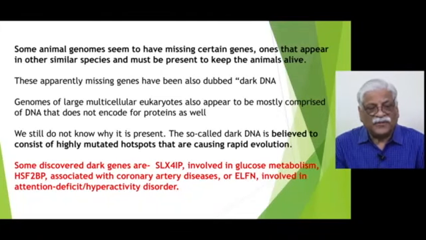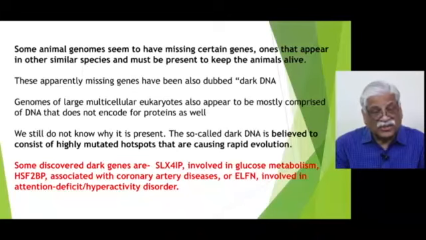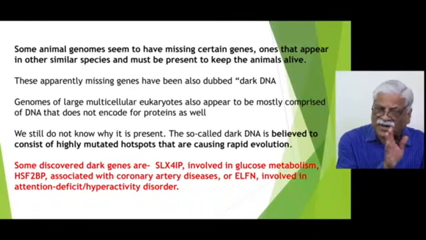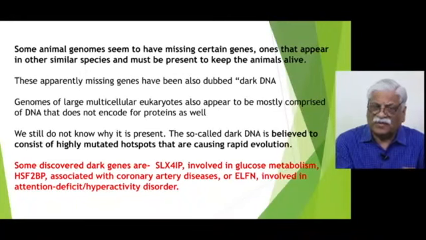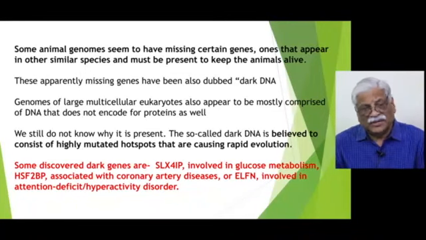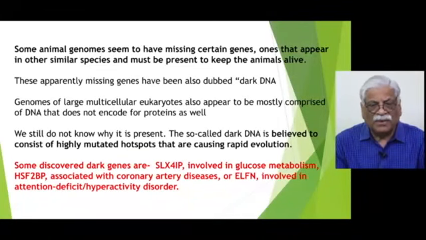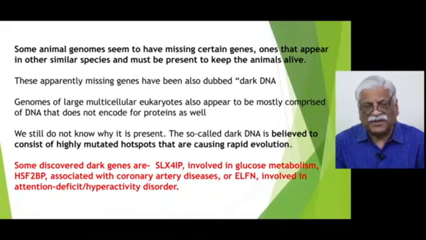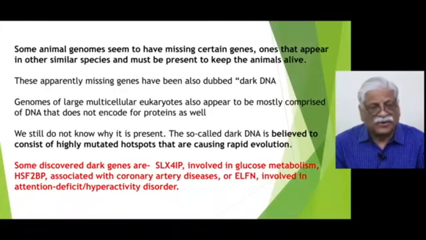They also comprise DNA which does not encode for proteins. So this kind of dark DNA is present right from the single cellular animal to the multicellular animals, including primates and humans. But we still do not know why it is present. The so-called dark DNA is believed to consist of highly mutated hotspots that are causing rapid evolution.